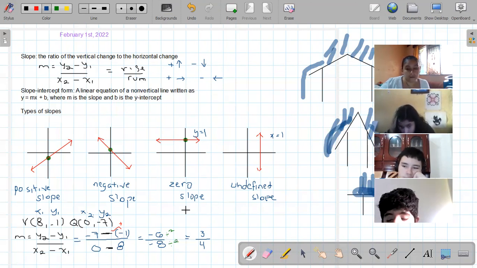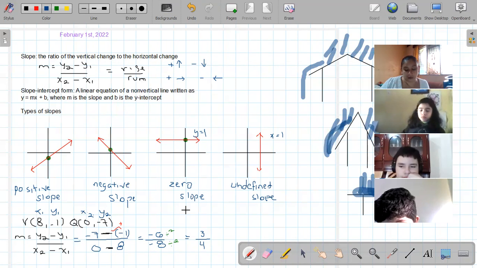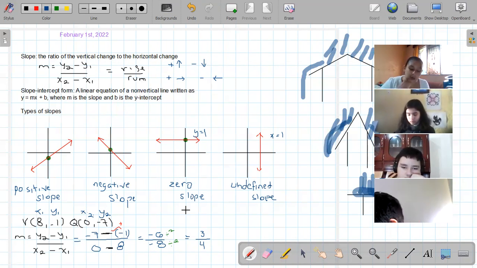Questions so far? Do we have to graph, or not? No, not yet. We haven't gotten to the part where we graph. We're still just finding slopes, okay? We're going to find the graph later on, so don't worry about that. Any other question?